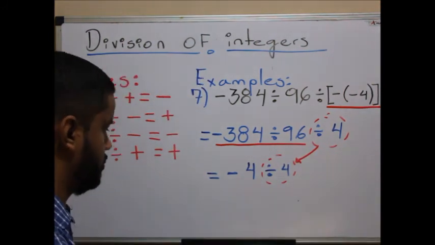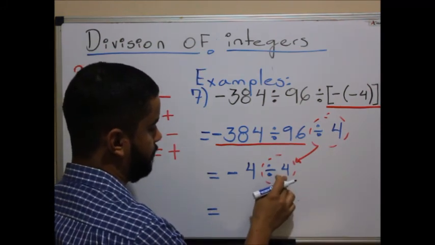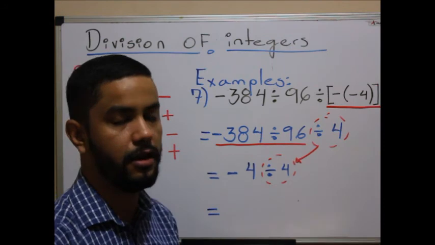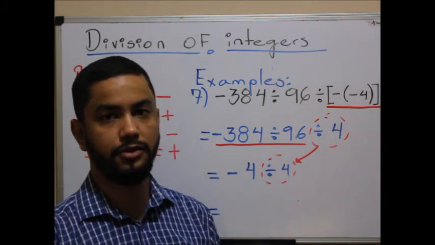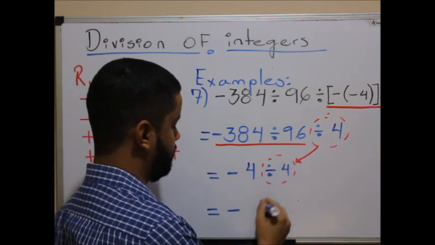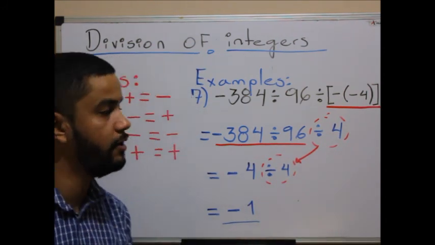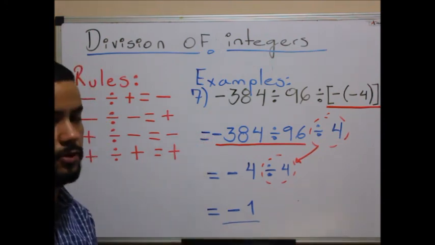Now what we're going to do, we're going to solve that division, negative 4 divided by 4. Again, we're having there a different sign, so our solution will be negative, and 4 divided by 4 is 1. So there is our solution for the example number 7.